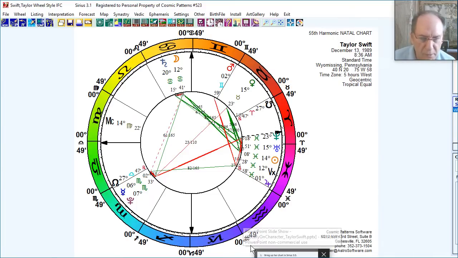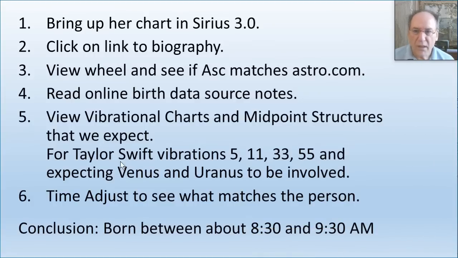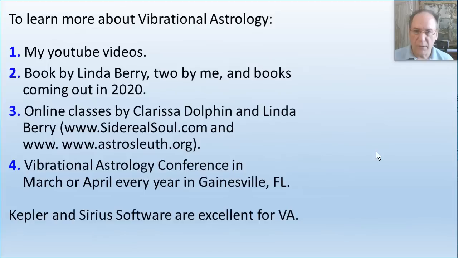Okay, so to wrap up here, going back to the PowerPoint, those are the 6 steps for rectifying the chart of a famous person, and the conclusion is that she's born between 8:30 and 9:30 a.m. A remote possibility it jumps over to 10:30 a.m., and if all this proves to be wrong, if her birth time is ever released, an accurate time from a birth certificate, then I'm going to be very surprised, not shocked. We're not always right, and we'll come back, we'll look at it and figure out what we did wrong. But probably it'll get confirmed if her birth time is revealed.